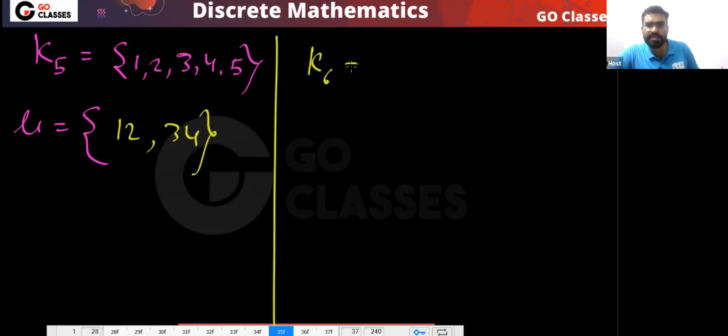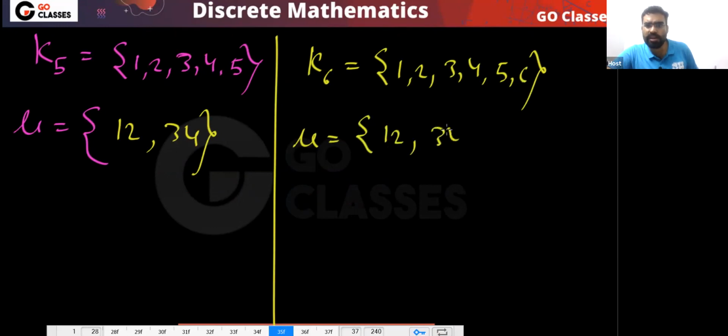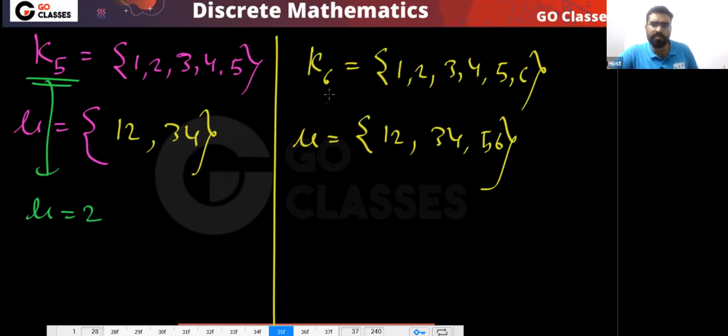And if you have K6, with vertices 1, 2, 3, 4, 5, 6, then what will be your largest matching that you can get? The largest matching you can get is like this. Okay, so here for K5, the matching number is 2. For K6, the matching number is 3.